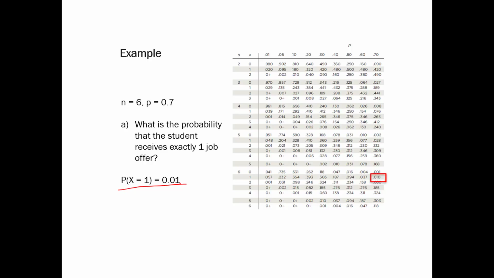We can grab that directly from the table. We'll go to the column for p equals 0.7, go to the section of the table for n equal to 6, and find the row where x is exactly equal to 1, and we can grab that probability out. That probability is about 1%.